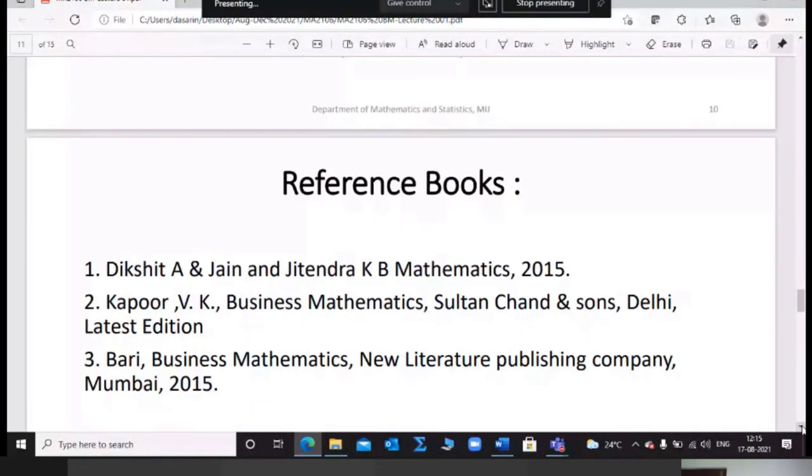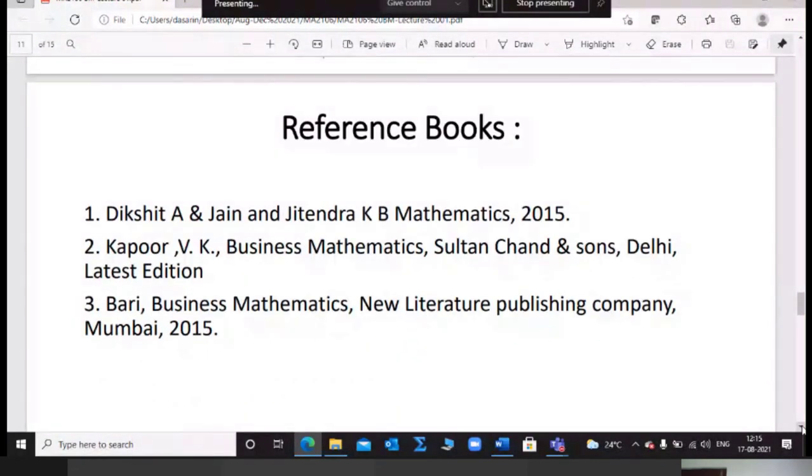Though these are given as the reference books, Dikshit and Jain, Jitendra, KB, Mathematics, and Kapoor, Bari, you can hardly find these topics in these books. These books have more advanced topics than our course content syllabus. So we have planned the course content in a way that all the 4 sections will be delivering the same course content. It is our headache from where we have taken the course content.